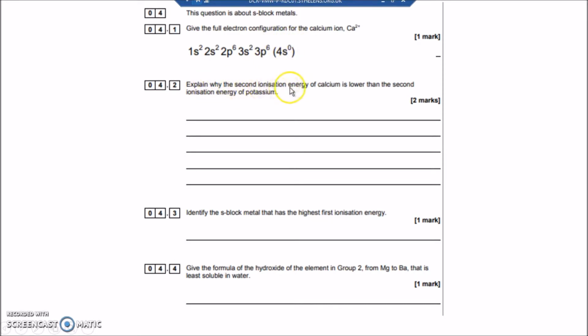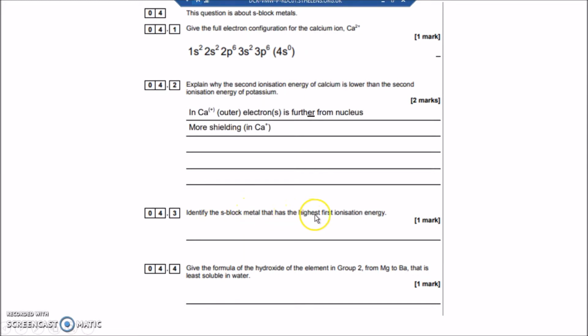Explain why the second ionization energy of calcium is lower than the second ionization energy of potassium. Well, calcium is a much larger atom, because it's further down the periodic table, so its outer electrons are further from the nucleus. Remember, it's the nucleus that provides nuclear attraction for the electrons, so the further away, the less nuclear attraction. Also, there's more shielding in calcium because it's got more electron shells.